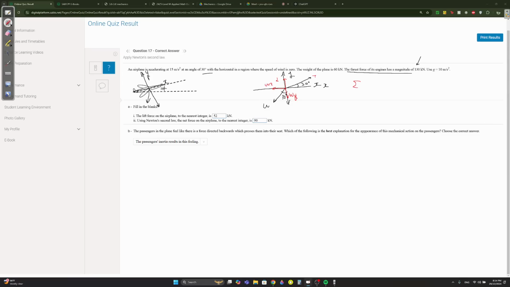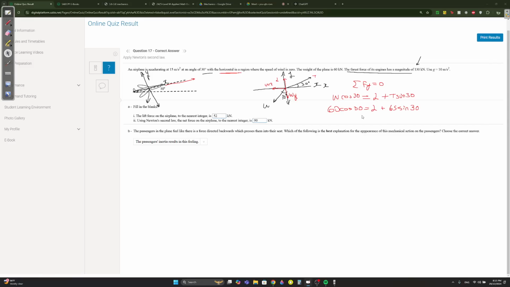Is our airplane flying up and down? No, it's just moving to the right, horizontally. So that means sigma Fy is equal to 0. What are my vertical forces? I have Wy here, which is W cosine 30, equal to everything up. So it's equal to L plus the y component of the thrust, which is T sine 30. Let's solve it. The weight is 60, so 60 cosine 30 is equal to L plus T sine 30, so 130 sine 30, which is 65 sine 30.